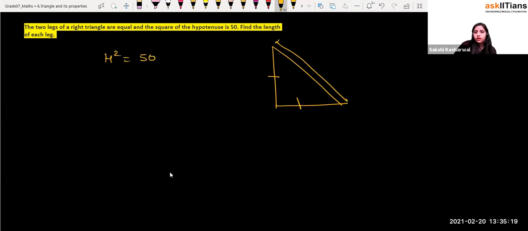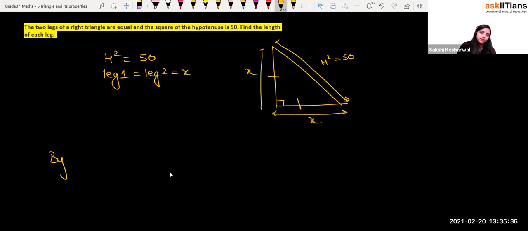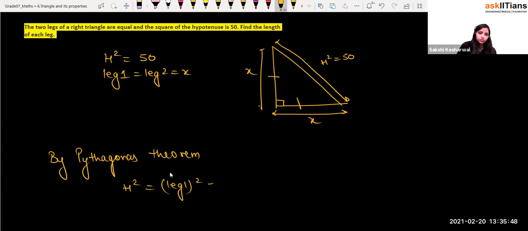So h square is equal to 50, not h but h square. If this is 90 degrees, this is your leg 1 and leg 2. Let this length be x and this length also be x. So by Pythagoras theorem, h square is equal to leg 1 square plus leg 2 square. So h square is equal to x square plus x square.